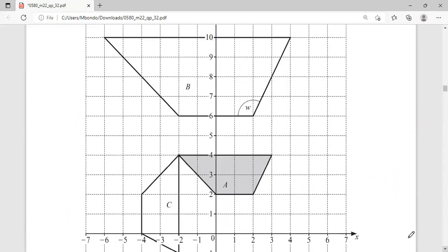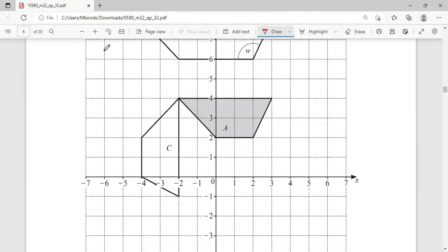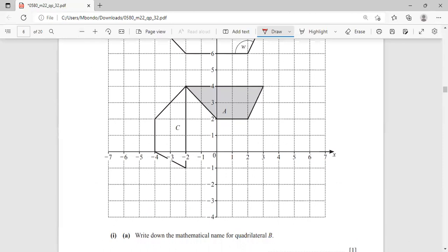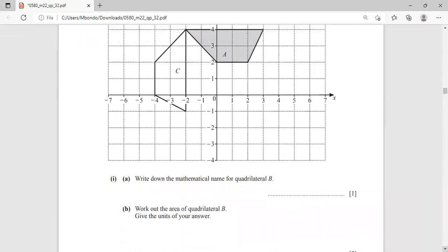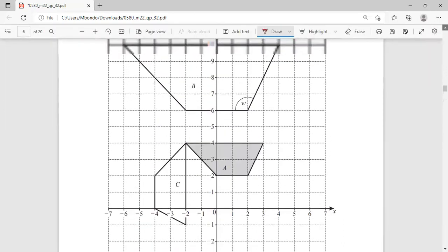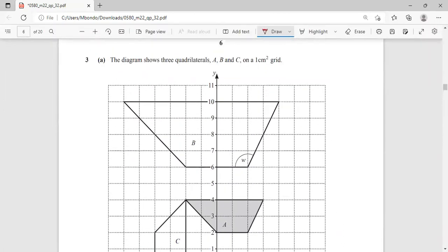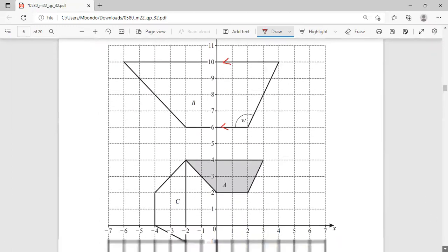All right. How do we handle the next question? So let's come down here. The first question on this part is, write down the mathematical name of quadrilateral B. Where is it? Okay, B. When you look at this, it has two sides that are parallel. This side is parallel to this one. So this is a trapezium.